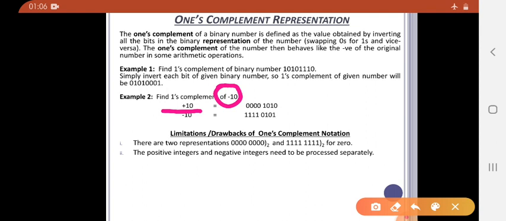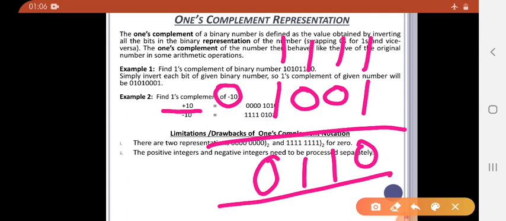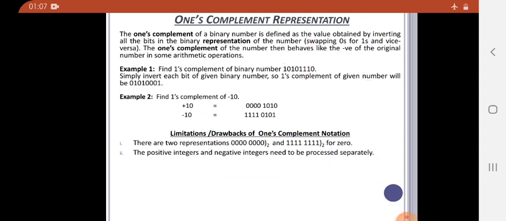How does it come? One more method to find out 1's complement. Simply you write any number, 1001. If you want to find the 1's complement of this number, you just subtract it from all 1's. When you subtract 1 from 1, it will give you 0, 1 from 0 gives 1, and so on. So you can see all 1's are converted to 0 and all 0's are converted to 1. This is one more method of finding out 1's complement.